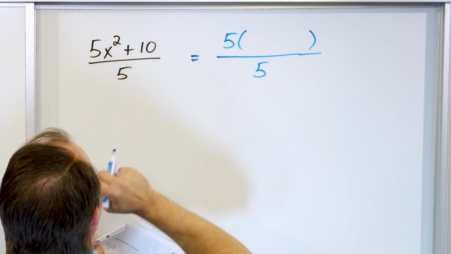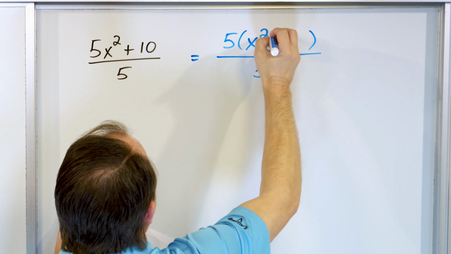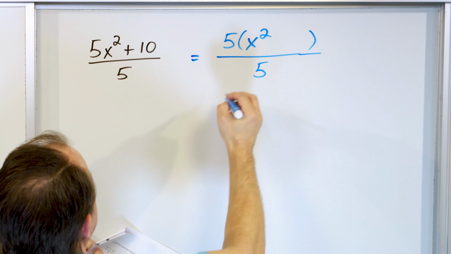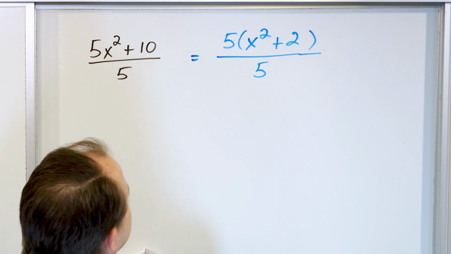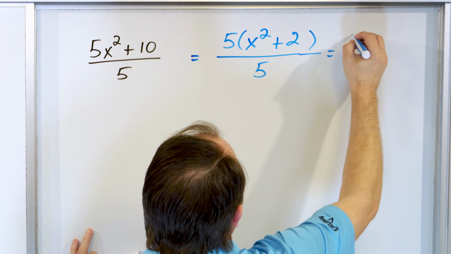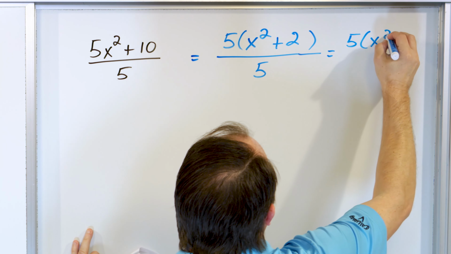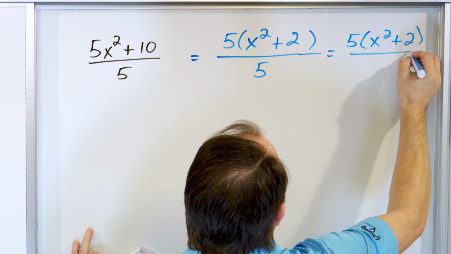5 times something is x squared, so here has to go in x squared. This times this is x squared. Then 5 times something is 10. That has to be a 2. 5 times 2 is 10. So let me go ahead and just rewrite it. 5 times x squared plus 2, over 5.